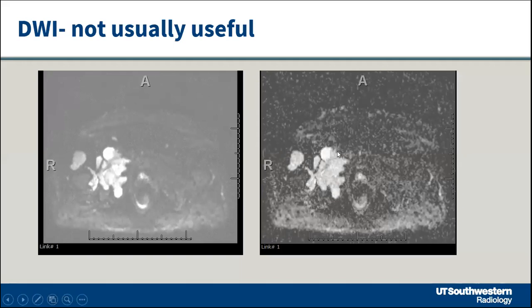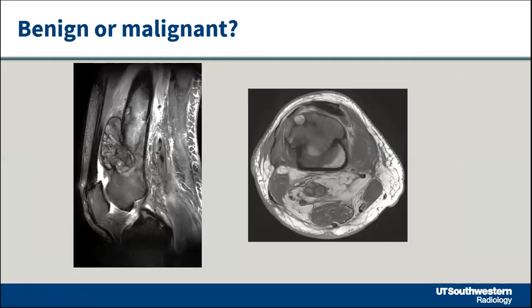But it may help you if you have a chordoma or chondrosarcoma in the back and you're worrying, you know, what is that? So chordomas are usually lower ADC values, where chondrosarcomas are brighter. So it can help you with that. But usually DWI is not so helpful in chordoma versus chondrosarcoma.